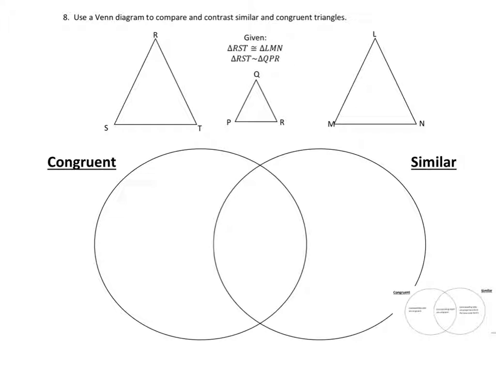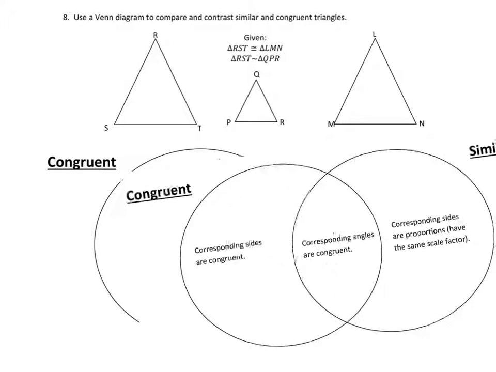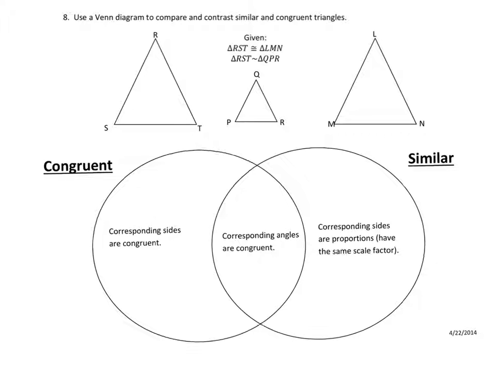Alrighty, to finish this thing up, we say that RST and LMN are congruent. They're identical. And RST and QPR, which now also means LMN, these guys are similar to the other two. These are equal. This is similar to these two guys. Now it says, use a Venn diagram to compare and contrast similar and congruent triangles. All I really want, folks, is this. Same thing from your notes. Right there. Just tell me that.